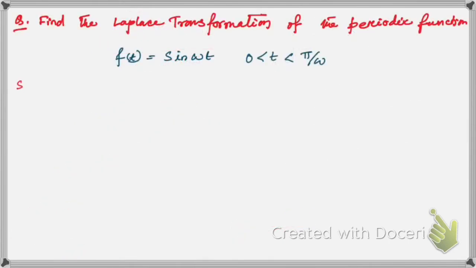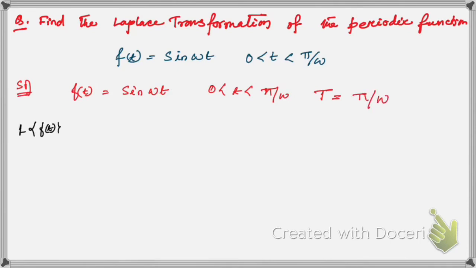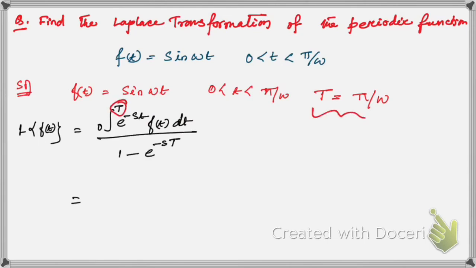Now we need to find the Laplace transformation of the function f of t equals sine omega t, for t greater than 0 and less than pi by omega. So here the period is pi by omega. Let me write the given function: f of t is equal to sine omega t for t greater than 0 and less than pi by omega. Here capital T, the period, is pi by omega, and according to the formula for the Laplace transformation of a periodic function, it is the integral from 0 to capital T of e to the power minus st f of t dt, divided by 1 minus e to the power minus s capital T.